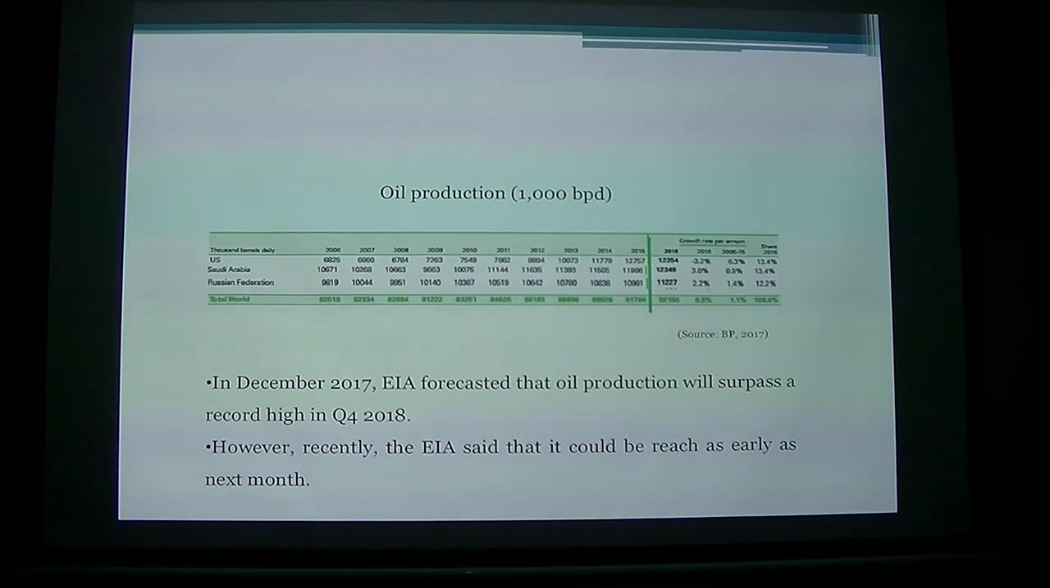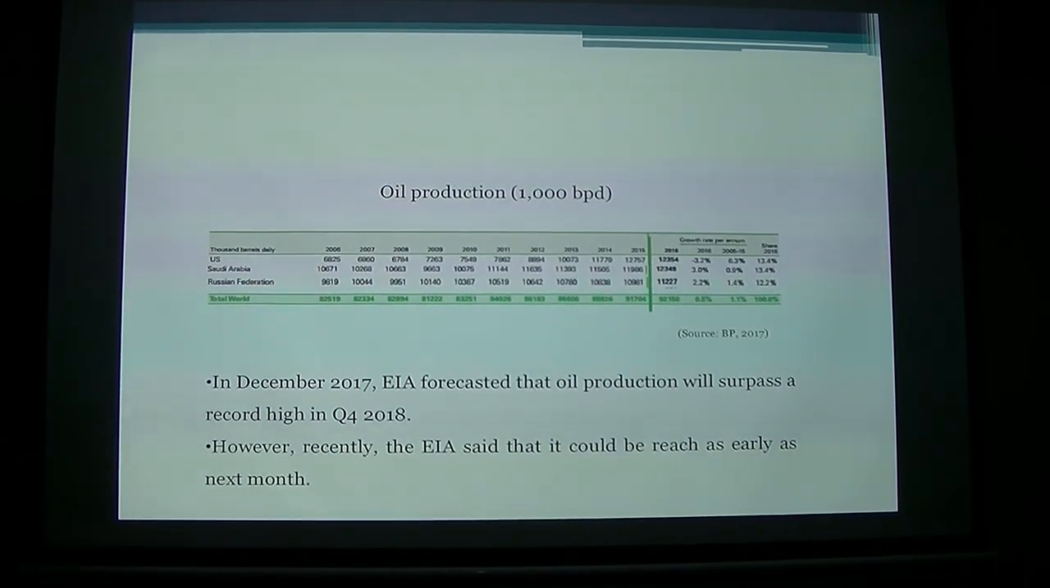Right, that, yeah. What is that? December 27th, we'll surpass a record high in fourth quarter 2018. The EIA said it could be reached as early as next month. So, March? February? It's supposed to be this month. February. Monthly oil production. Quarterly. It's quarterly. Okay, great. I get it. That's fine. Understood. Wow. It's the global economy's expansion. Absolutely, it's another sign the world economy is growing.